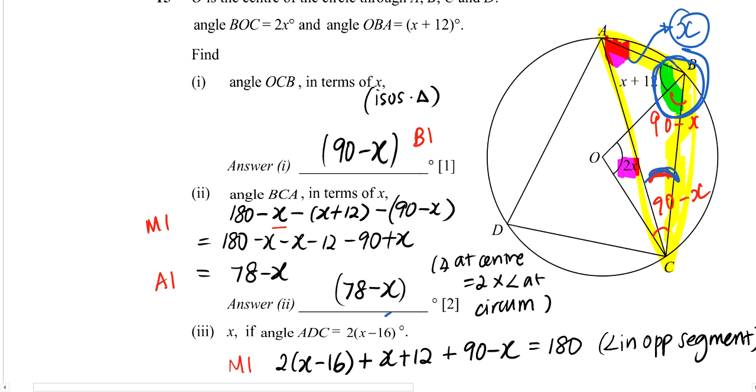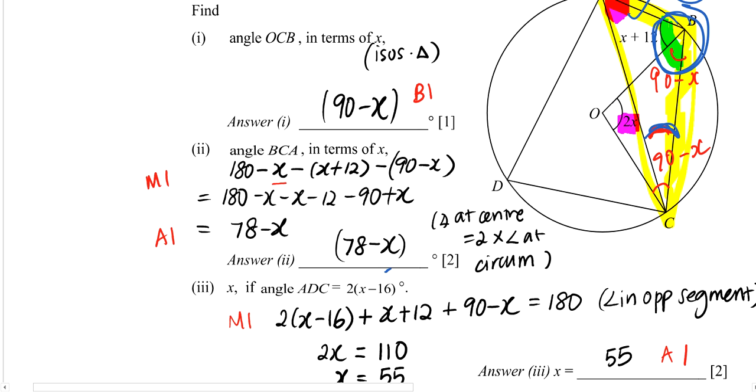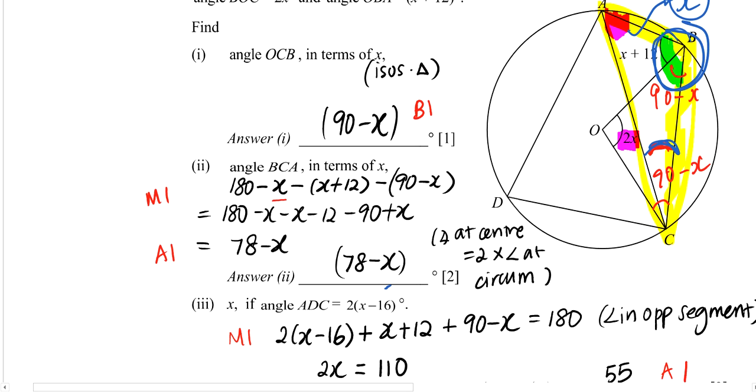So part 3 is just substitution, but you need to know that we're going to be using angles in opposite segments. ADC is 2 times of x minus 16. It's part 2, x minus 16. So angles in the opposite segment, ADC, is given in the question.